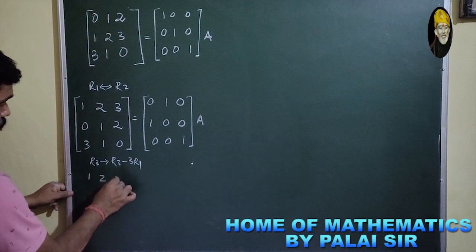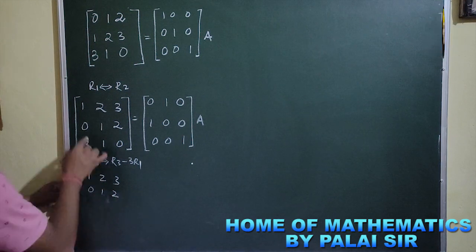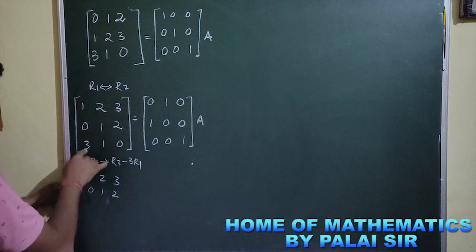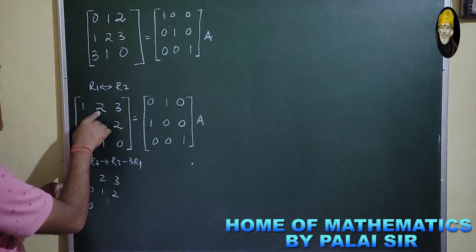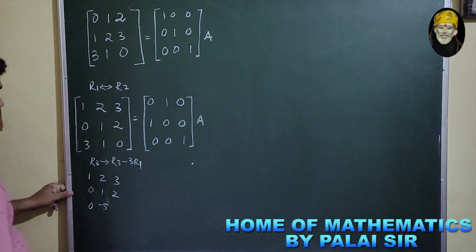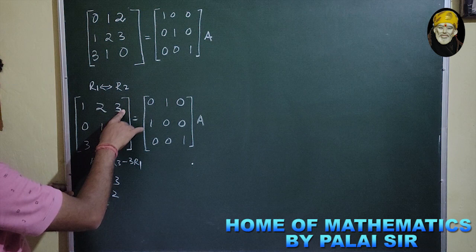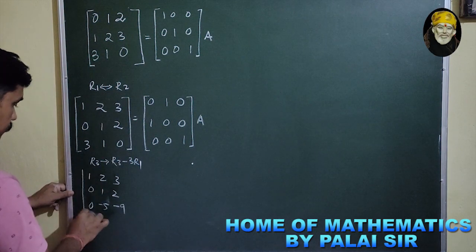1, 2, 3. 0, 1, 2. You multiply 3 with this one. 3 minus 3, it will be 0. And here 6, 1 minus 6, this will be minus 5. Here it is 3, 3, 9. 0 minus 9, so it will be minus 9.